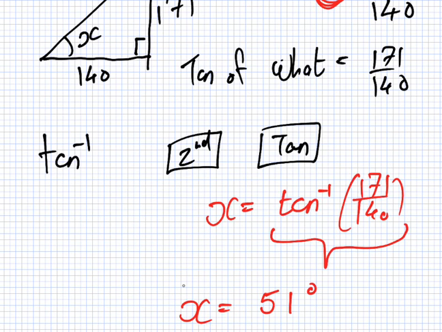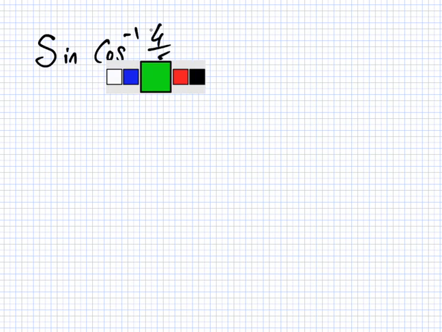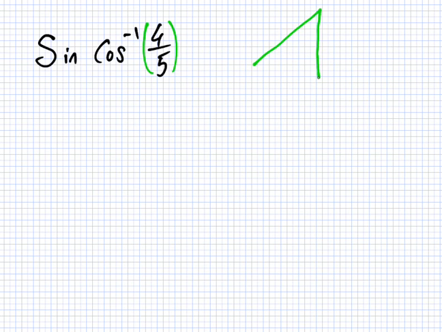Okay, scrolling down. You don't always need your calculator. For example, if I ask you to calculate sine of cos inverse 4 over 5, this here is an angle, and this is the sine of an angle. So you could type this in on your calculator, but you don't need to, because if you look at it like this, cos is adjacent over hypotenuse. So this angle here is from the triangle with adjacent 4 and hypotenuse 5.